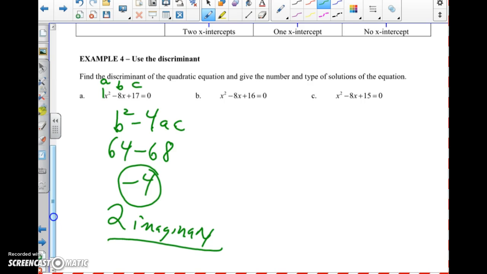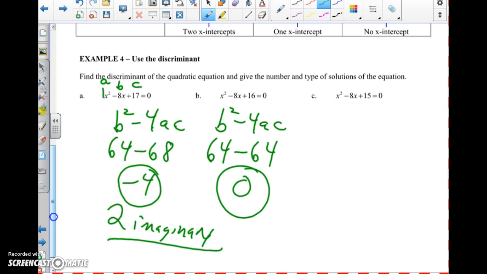Okay, let's try the next one. b squared minus 4ac. How much would b squared be? 64. How much is negative 4 times a, 1, times c, 16? Negative 64. Correct. How much is 64 minus 64? 0. So that's the discriminant. 0 is the discriminant, right? Now, what kind of answers are you going to get? One real. You write down the words one real. One real solution is what you're getting.